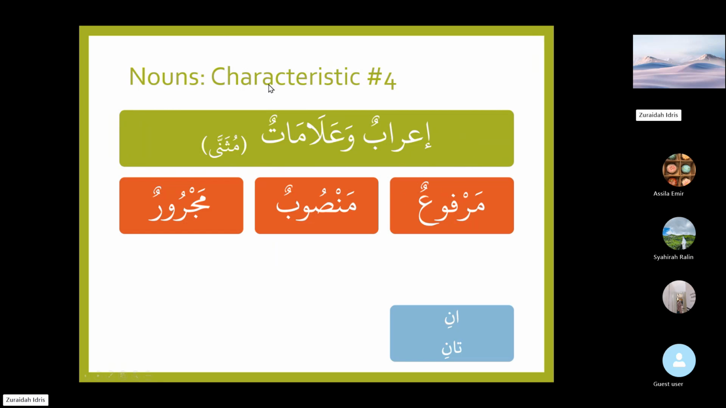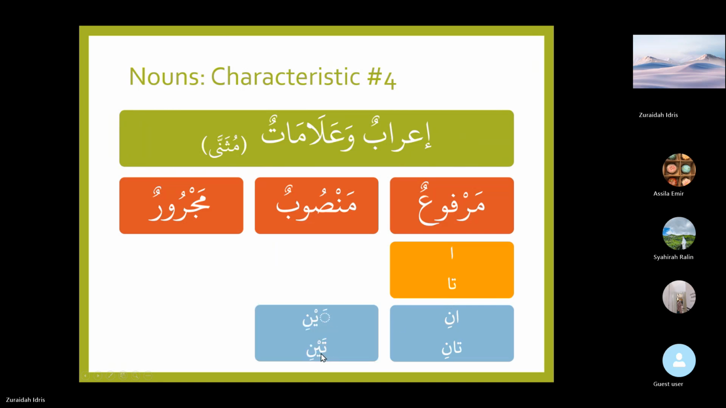Okay. So marfu'un for musanna, for dual, this is masculine, this is feminine. The ta is ta'nis, for feminine. So it's ani, tani. And when it's light, what happens? You drop the noon. So it's just a, ta. Mansub and majrur, it's aini, taini. Ta again because it is feminine. And when you make it light, you drop the noon. It becomes ai, tai.